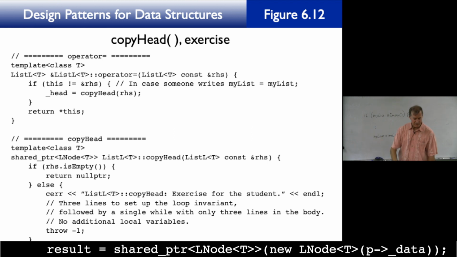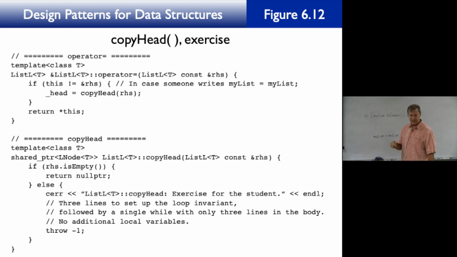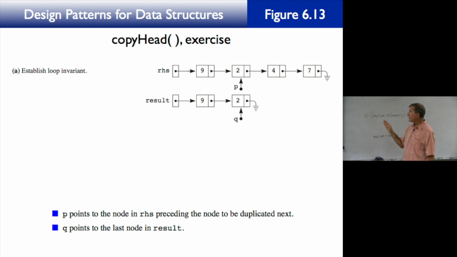Here I'm giving you the format of it. So here is a little picture of what happens in Figure 6.13. In part A, this is part way through the loop. Are you with me? And then we're going to go one step through the loop. Now part way through the loop, the loop invariant is that P points to the node in the right-hand side. You see we have right-hand side up there on the top. P points to the node in the right-hand side, preceding the node to be duplicated next.